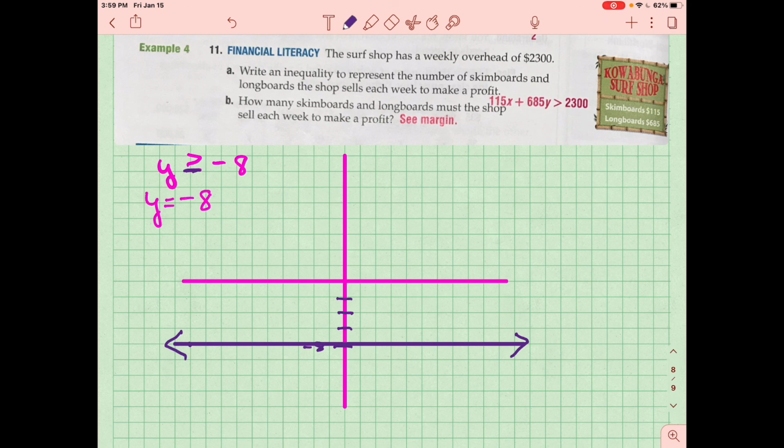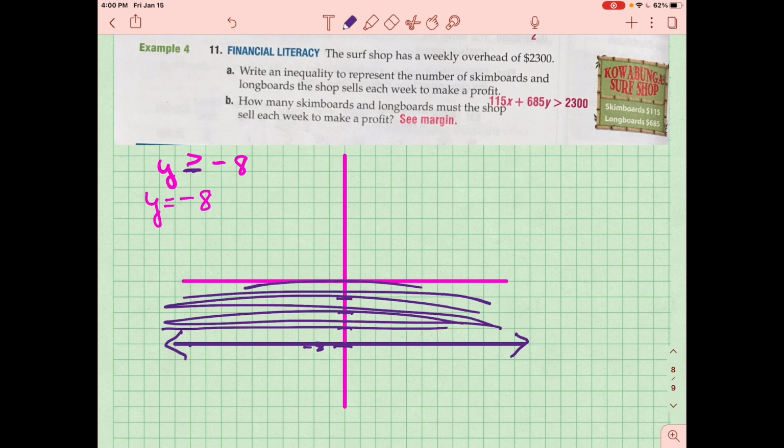And then we need to color either up or down. If y is greater than negative 8, then we know we're going to be coloring up here. And this is actually pretty simple.